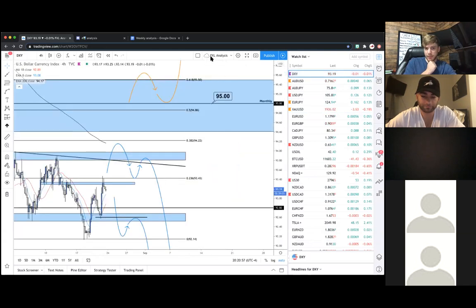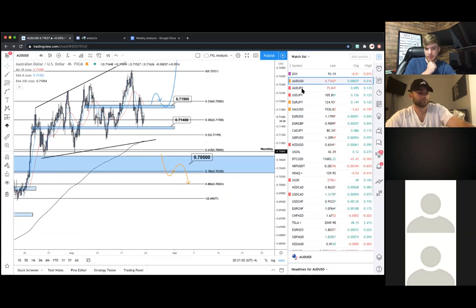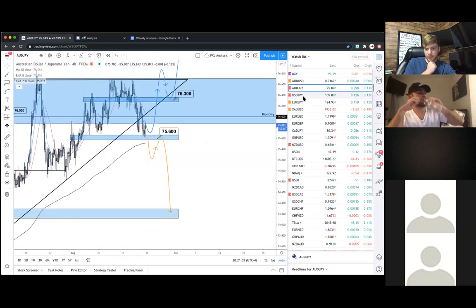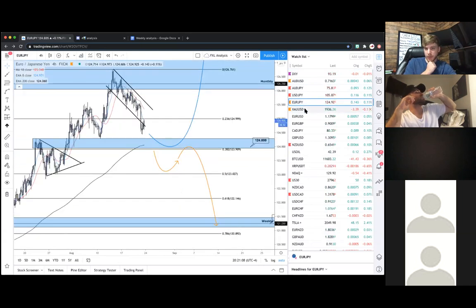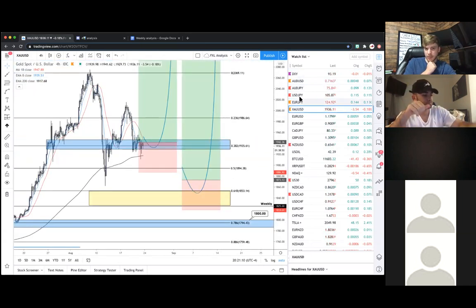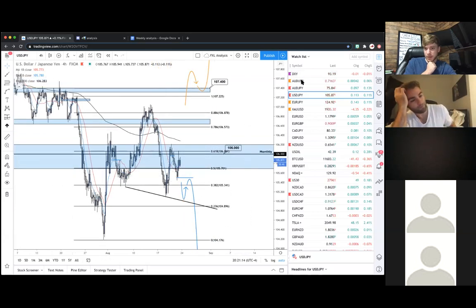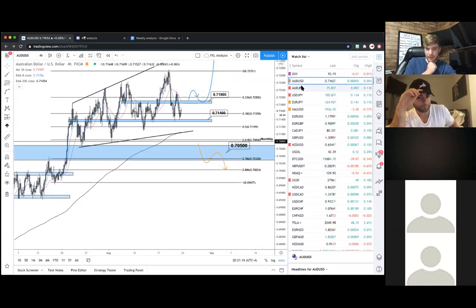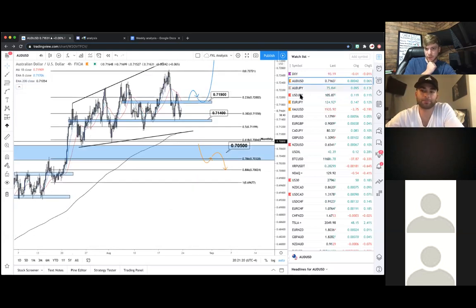But quick recap, went over DXY, AUD USD, AUD JPY, USD JPY, Euro JPY, and gold. A lot of JPY pairs, guys. But yeah, biggest prospect for me, probably UJ, and maybe AJ is close second. Okay, so we'll keep an eye on those. This one's actually further away. I'm going to adjust that. Make this one more immediate.